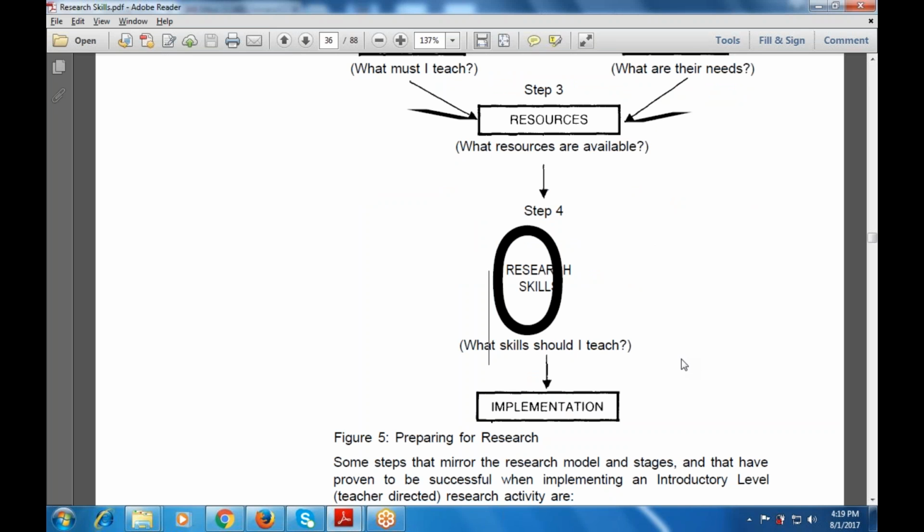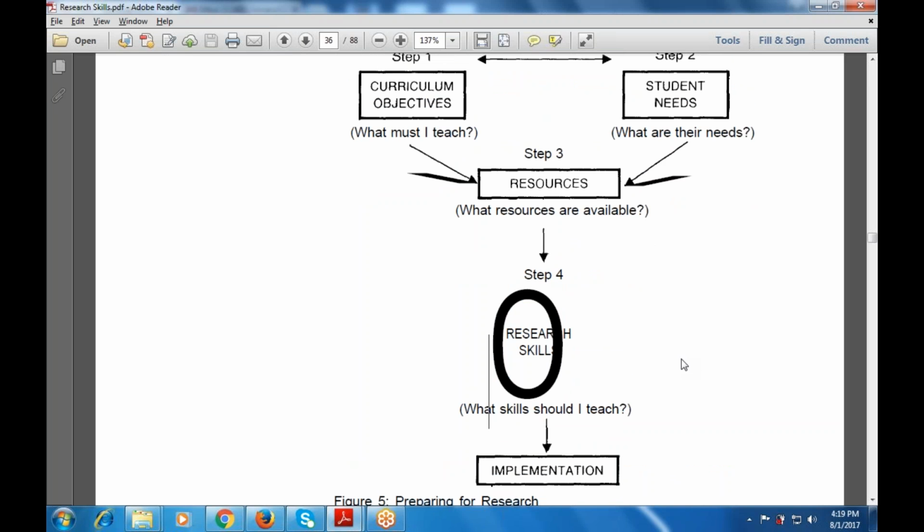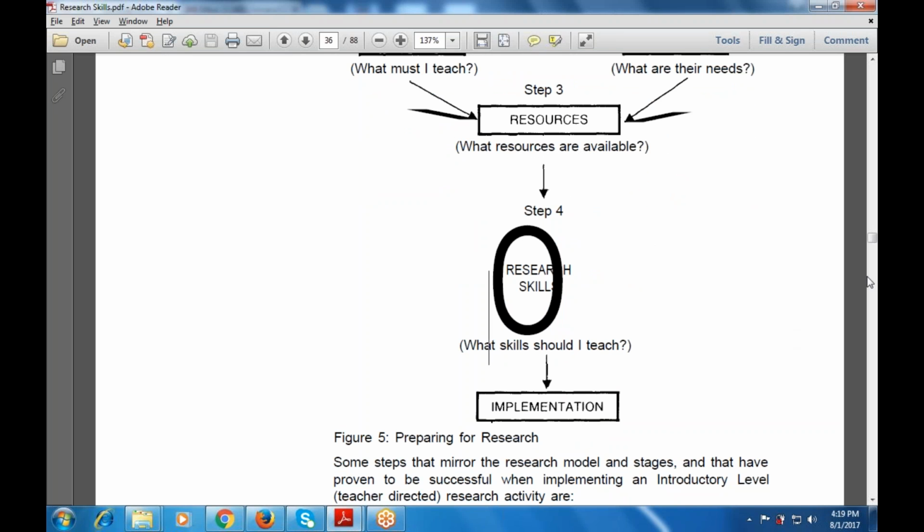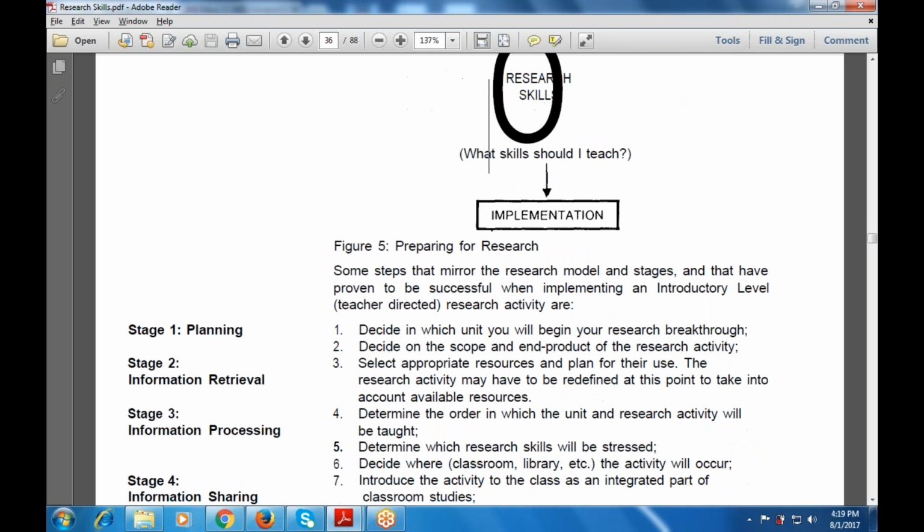Then step number 5 is implementation. So curriculum objectives, student needs, resources, discuss skills, and the implementation. These are the 5 stages that will be carried out while preparing or while planning for a research, while carrying out the research.